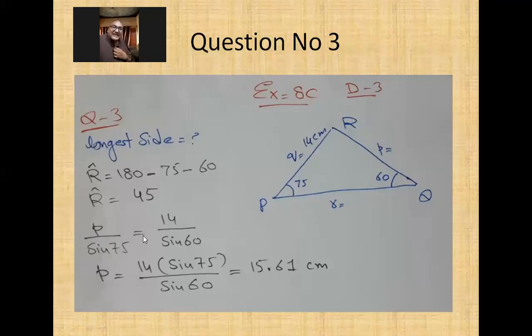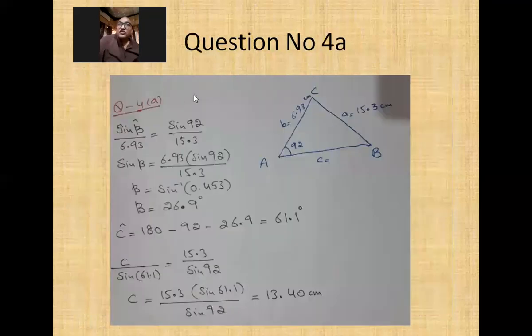So p by sine 75 is equal to 14 divided by sine 60. So this side and its relation with the opposite angle. So p will be equal to 14 multiply sine 75 divided by sine 60 equals, and that will give you a value of 15.61 centimeter. So that is question number 3. I hope that you have understood. We have used the law of sine to find the unknown angle. So let's move to the next question.